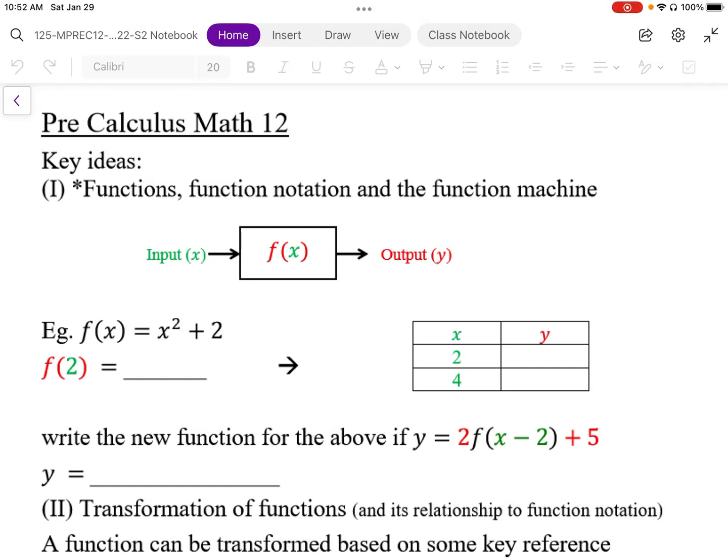In Pre-Calculus 12, we want to keep in mind some key ideas throughout the course. One of them is this idea of functions, function notation, and the function machine. So when we talk about functions, there is the function notation. Here we have f of x equals x squared plus 2.